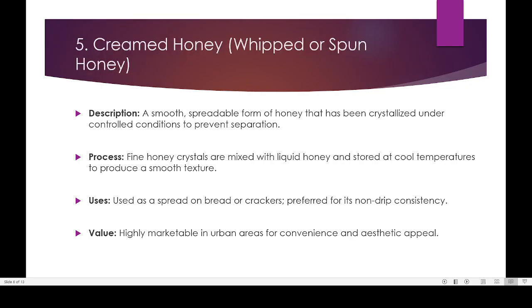Then another is creamed honey, or whipped or spun honey. We will check. So in this creamed honey, see, this is how a creamed honey will appear. See, in markets also it is available. See, these are all natures of a creamed honey. See, you can see it.